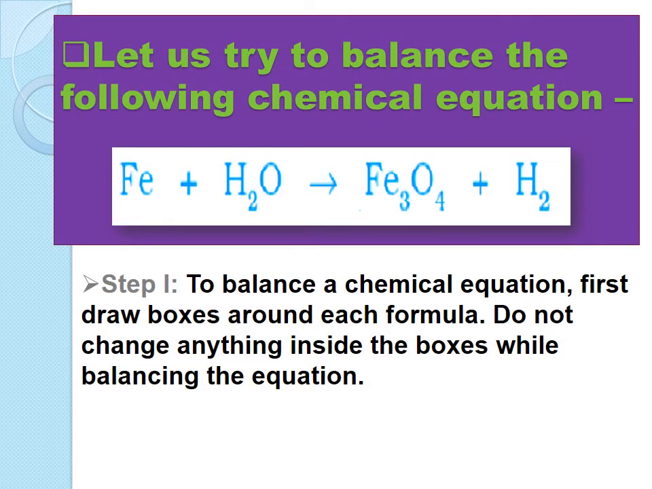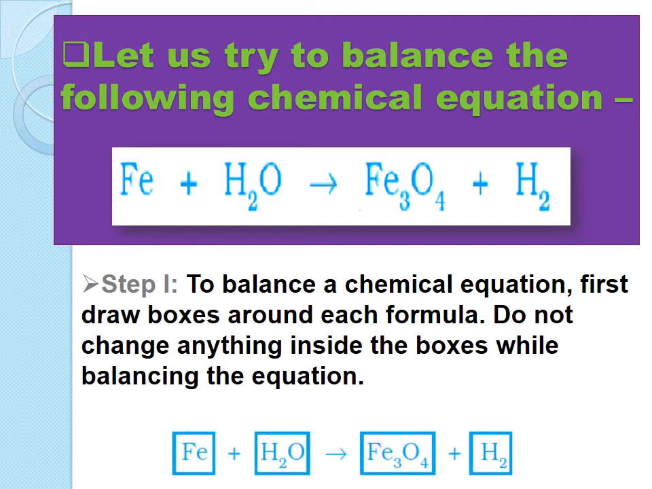Next example, reaction of iron with water to form Fe3O4 and hydrogen gas. For balancing of this equation, let us go in a stepwise manner. What would be our first step? To balance a chemical equation, first draw boxes around each formula. Do not change anything inside the boxes while balancing the equation. Now you can see we have enclosed all reactants and products inside the boxes, and inside the boxes nothing is to be changed.